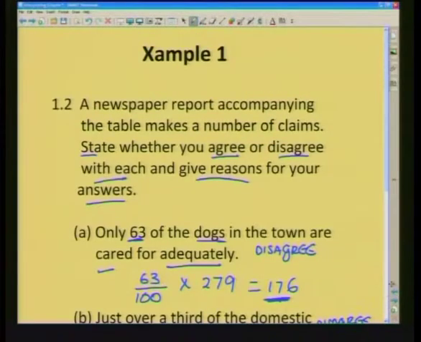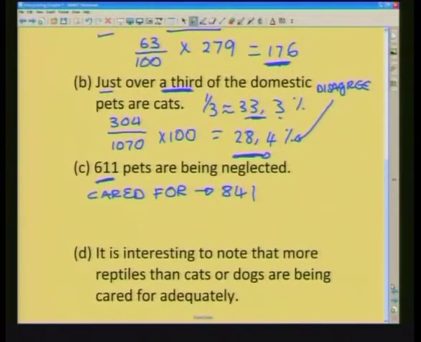So in order to determine if 611 pets are being neglected, since 841 are being cared for, we have to subtract that amount from the total number of pets, which is 1,070. And 1,070 minus 841, which was worked out in 1.1, will give us an answer of 229. So therefore, no, not 611 pets are being neglected. It's actually 229 pets. So therefore, once again, we would disagree.